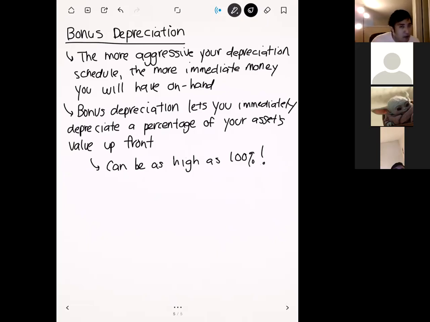And so the exact amount of bonus depreciation that you're allowed to do changes year to year depending on the administration. Okay. From the government's perspective, a higher amount of bonus depreciation tends to stimulate business, because it encourages companies to spend more money on upgrading their infrastructure, since they have the assurance that they're not going to get taxed on it. Okay.